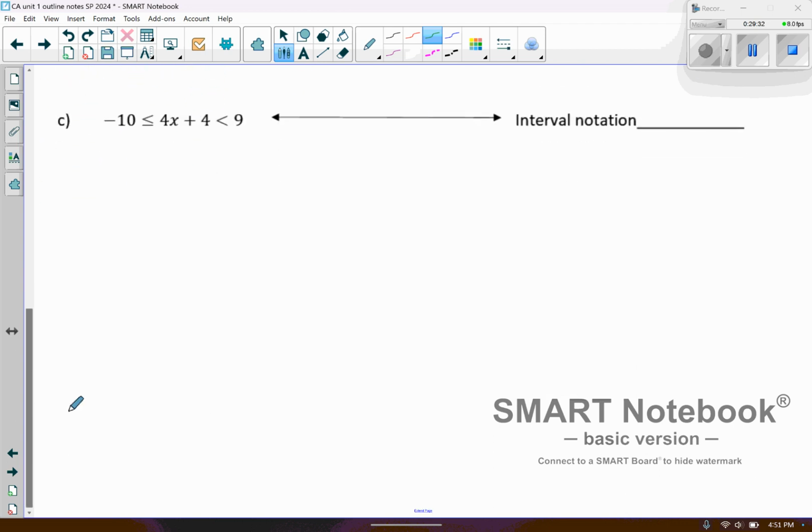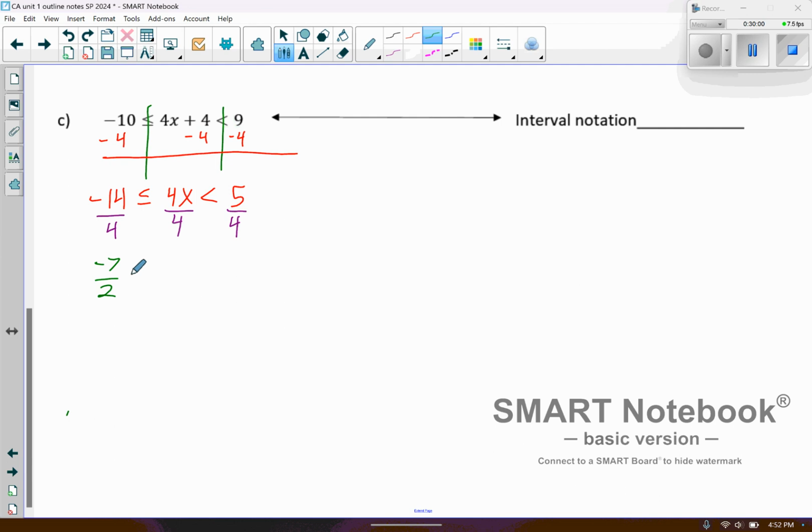All right, last one. Once again, we'll draw all those, and we'll start by subtracting 4 everywhere. We're going to get negative 14 is less than or equal to 4x, which is then less than 5. Now we need to divide everything by 4 and reduce where possible. Right here I can reduce this to negative 7 over 2, which is then less than or equal to x, which is then less than 5 over 4. And so we're getting squeezed between those two numbers right there.